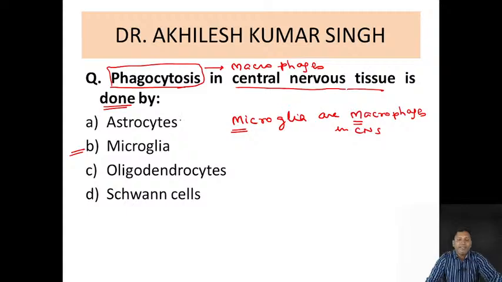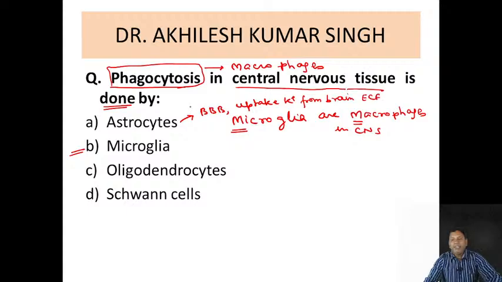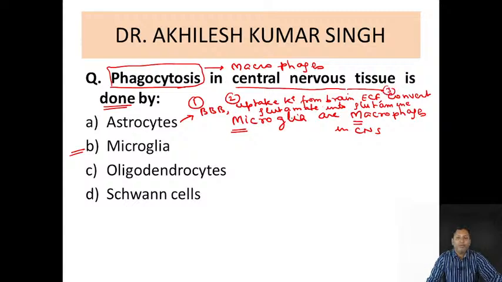Remember about the astrocytes. These astrocytes help in the formation of the blood brain barrier, and they will uptake potassium from the brain ECF, right? They will also convert glutamate into glutamine. So remember: blood brain barrier, uptake of potassium from brain ECF, and conversion of glutamate into glutamine.